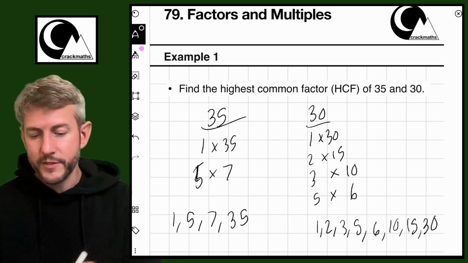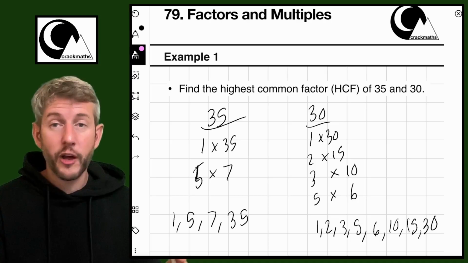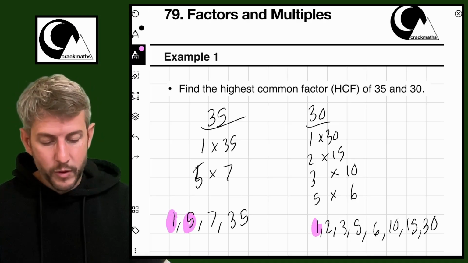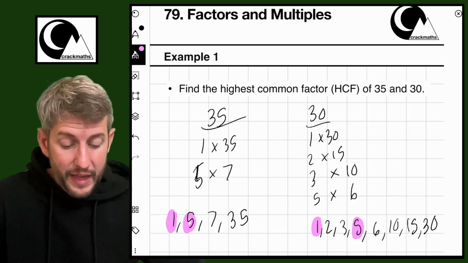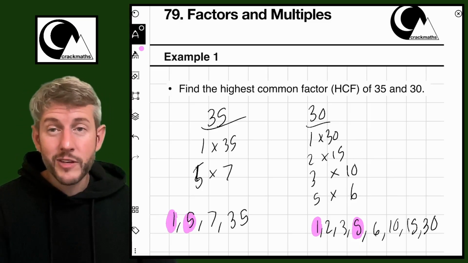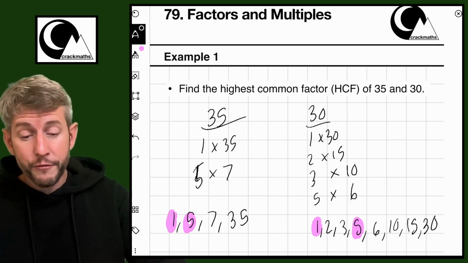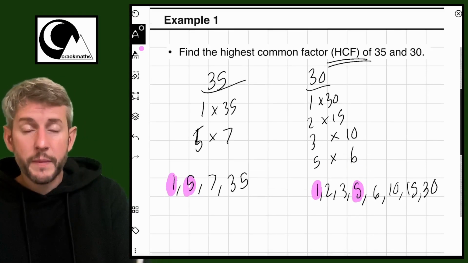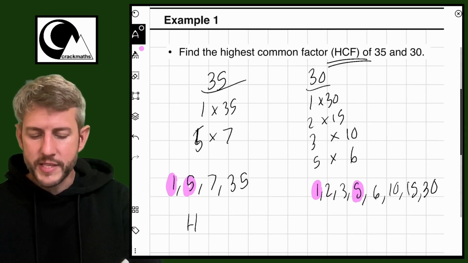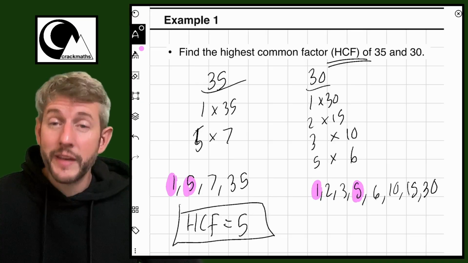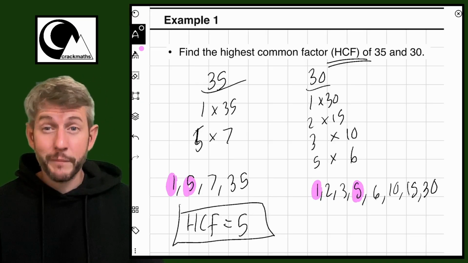Right, so now what I can do is look for the factors that are common to both lists. I can see that we've got 1 and 5 in both lists, and that's actually it. So out of the 1s and the 5s, the highest common factor is going to be the 5. Like where I said LCM, we've got our acronym here, HCF. So I can just say HCF equals 5, and the examiner will know what you mean because they'll be tuned into the acronym HCF.